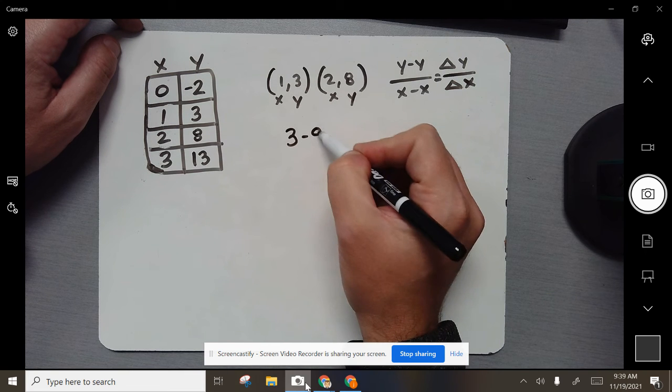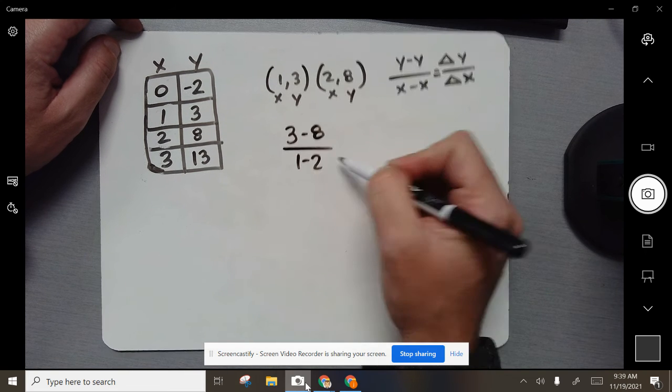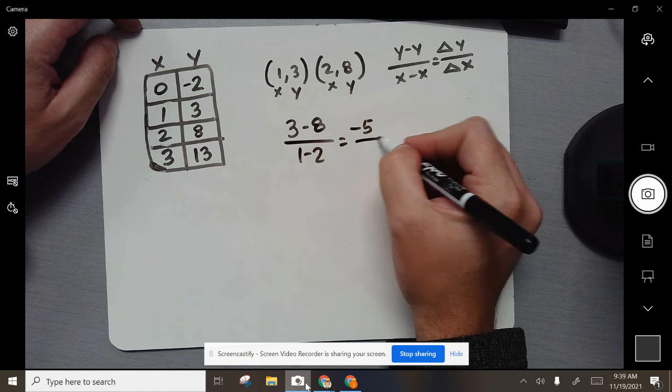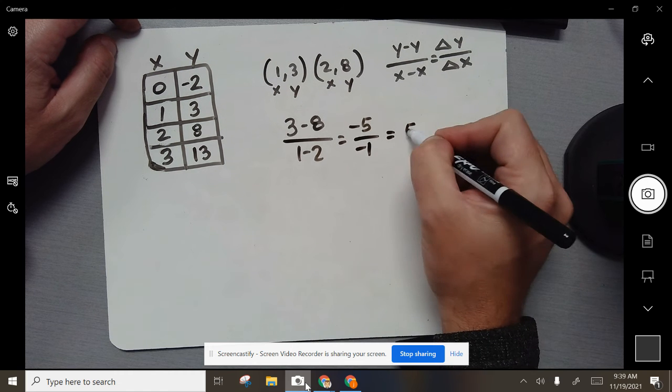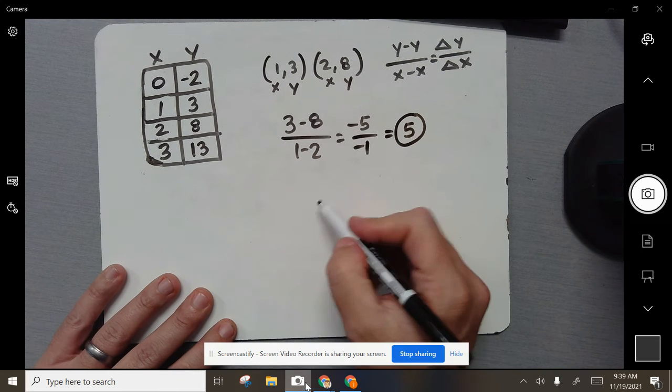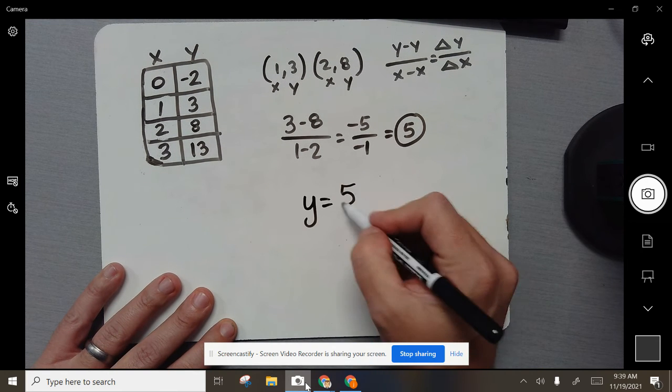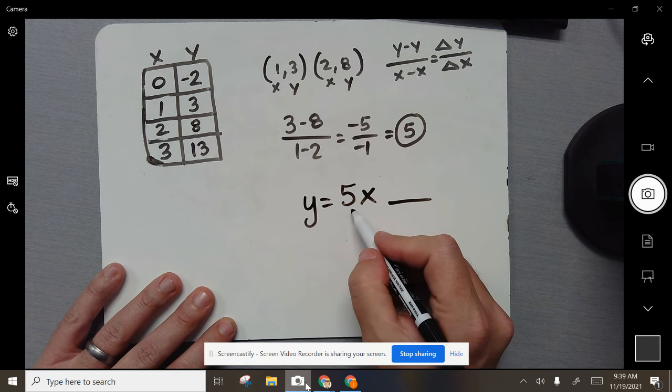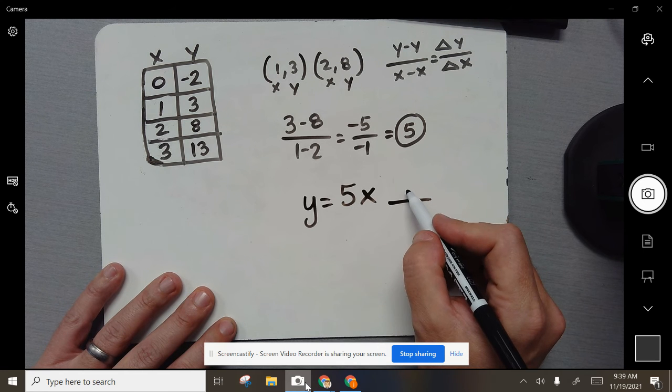3 minus 8, 1 minus 2. And you get negative 5 over negative 1, which turns into positive 5. Where do I put that? y equals 5x, because that's where my slope goes. Now this is my y-intercept.